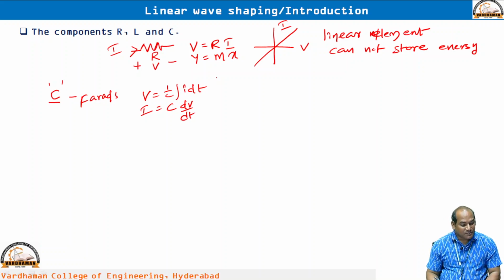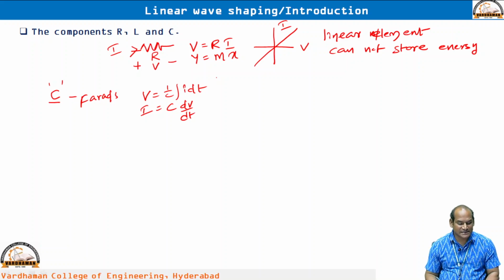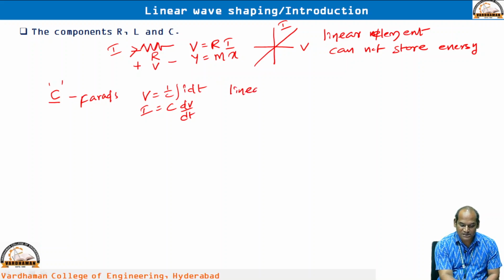Before going to see the discontinuities offered by the capacitor, that is, how the capacitor behaves for a discontinuous input, we will first see how the capacitor is charged and discharged, and whether the capacitor is a linear element or not. If it is linear, why it is linear, all those things we will see. The capacitor is basically a linear element only.